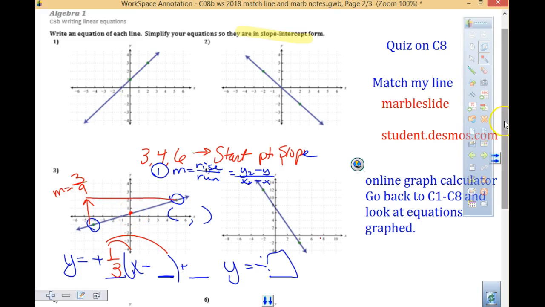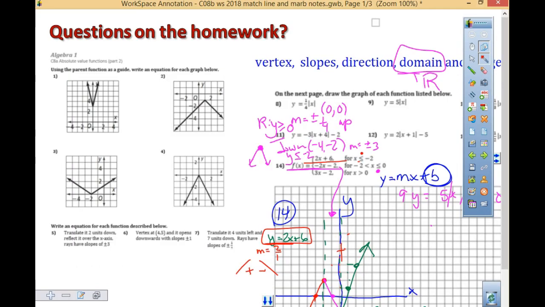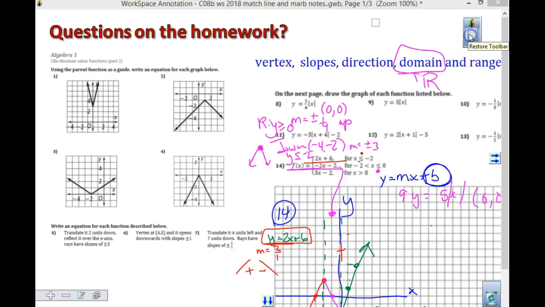Okay, so 3, 4, and 6. If you didn't do that, make sure you do that for Monday. Okay, you want to have that done. When we were looking at your graphs, I want you to get in the habit when you put those graphs down that you write down the equation by the graph so that I can see that.